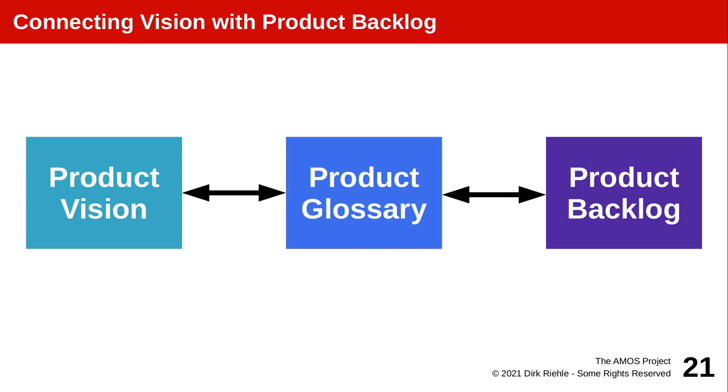So all these three components, these three artifacts, all need to be consistent with each other. You can't be using different domain terms in the product backlog than in the product glossary. If there are contradictions, you'll just be annoying everyone or confusing everyone.